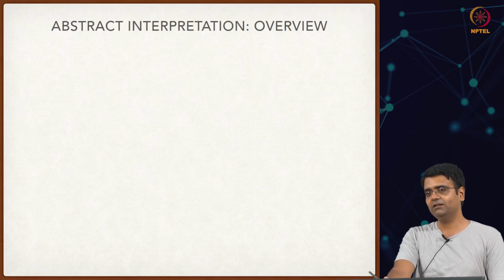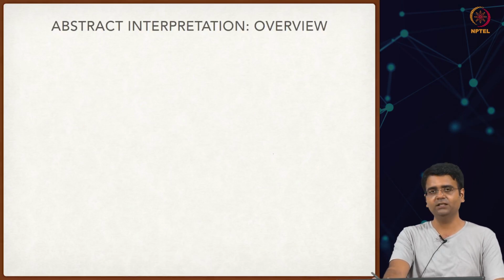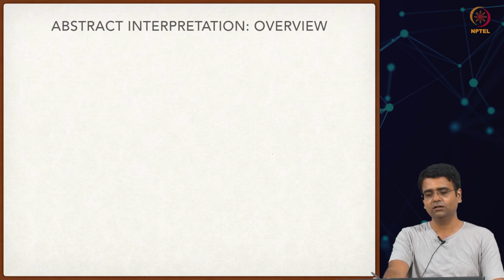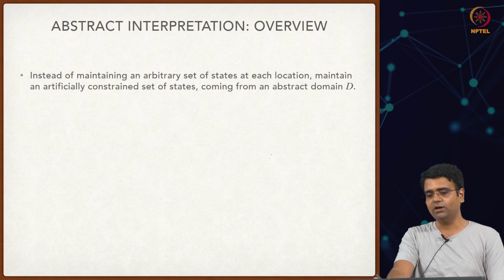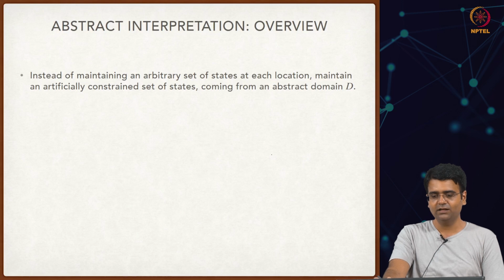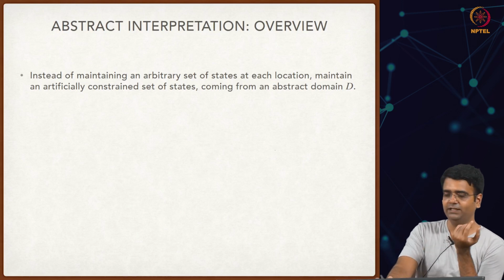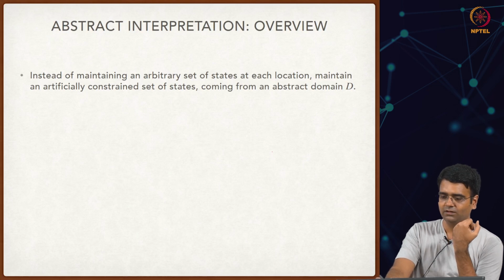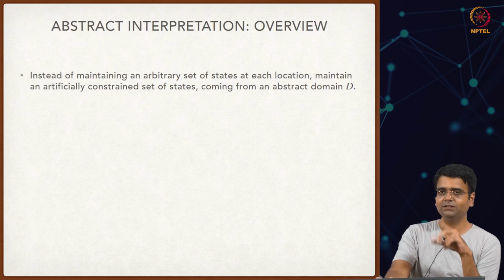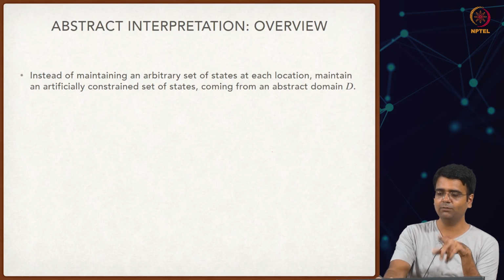So now this is where we bring in the notion of abstract interpretation. What we will do is follow a very simple idea: instead of maintaining an arbitrary set of states at each location, suppose we maintain an artificially constrained set of states, which are coming from an abstract domain D.